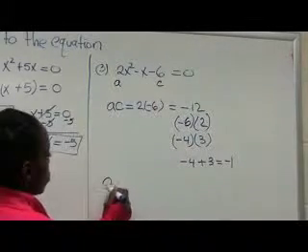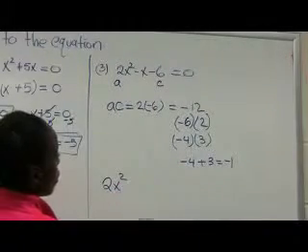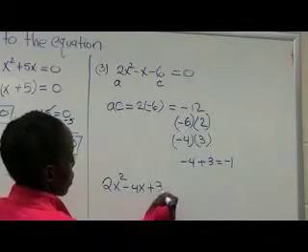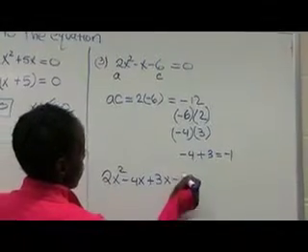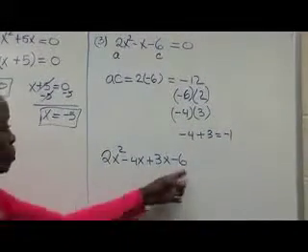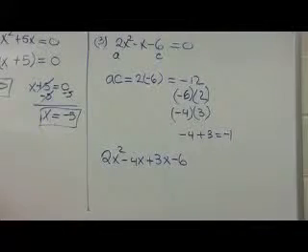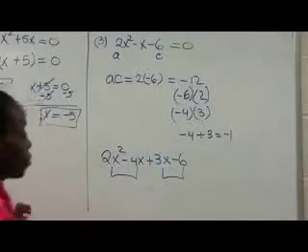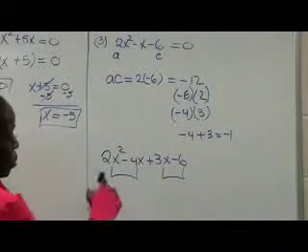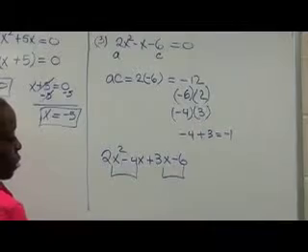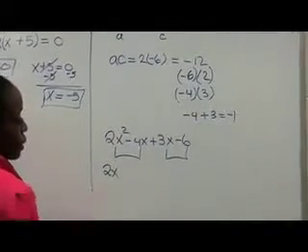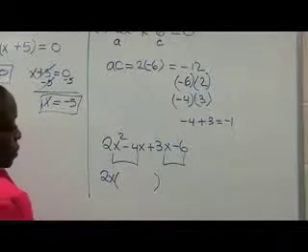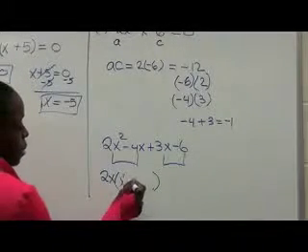So we have 2x squared minus 4x plus 3x minus 6. Now from this point on, we're going to factor by grouping. So we could factor these two terms together, and we could factor these two terms together. The greatest common factor in these two terms is 2x. We're pulling out 2x, and what is remaining? We have x minus 2.